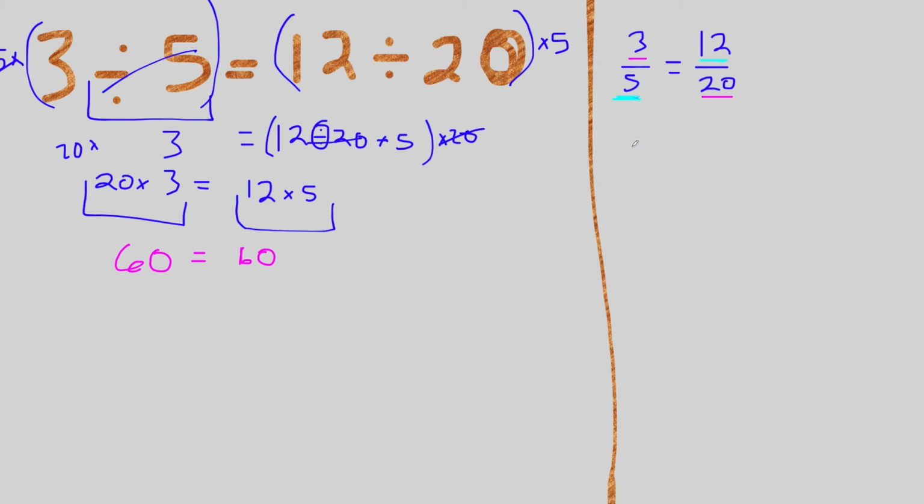So if I did not know the 3, and it was over 5, this is a horrible color. Don't use that color again. Let me make this a little bit better. That hurts my eyeballs. And this is 12, and this is 20. What we would do is cross multiply. I know that this is 60, so I know that these must equal 60 as well. So what times 20 is 60? 3. So I know that it must equal 3.